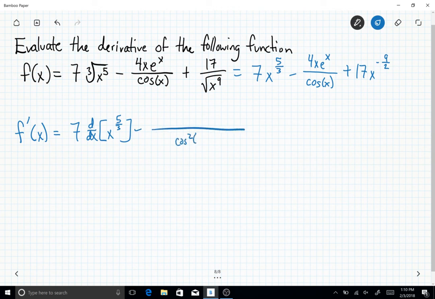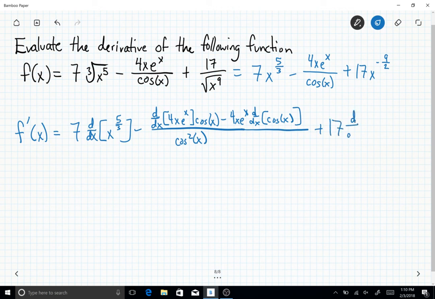So you see cosine squared times the derivative of 4x e to the x times cosine x minus 4x e to the x times the derivative of cosine x. And then plus 17 times the derivative of x to the negative 9/2.